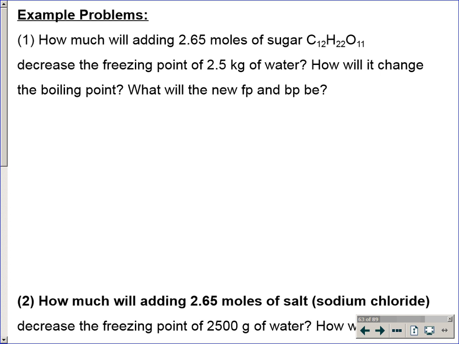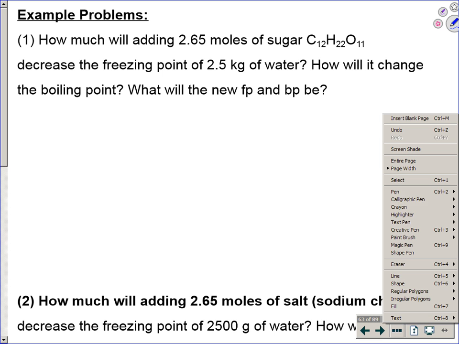Okay, so question 1. How much will adding 2.65 moles of sugar decrease the freezing point of 2.5 kilograms of water? How will it change the boiling point? What will the new freezing point and new boiling point be? All right, so there's like 4 questions here. We're going to tackle the first one together.